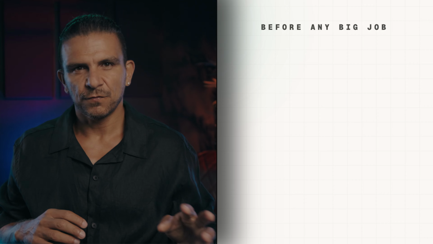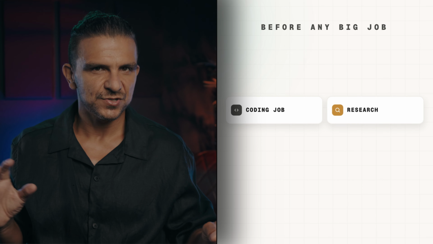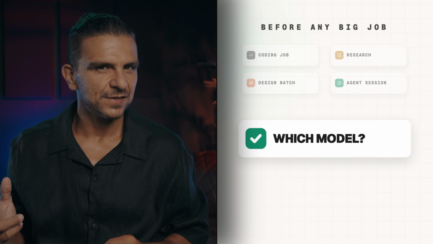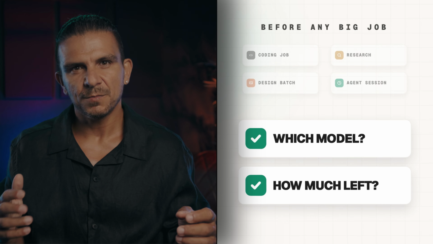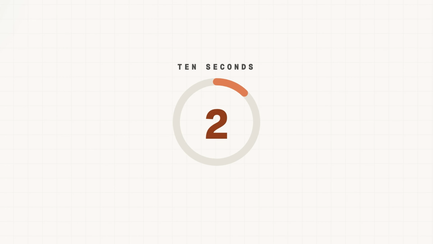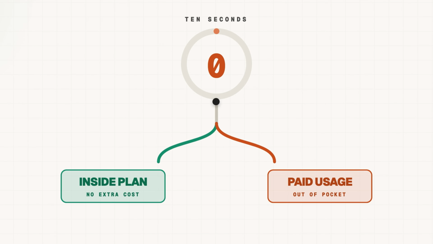the Fable project. Before your next large coding job, research project, design batch, or long-running agent session, check 2 things. Which model are you using and how much included usage is left? Those 10 seconds can determine whether the job finishes inside your plan or requires additional paid usage.